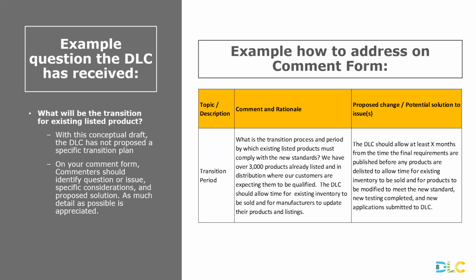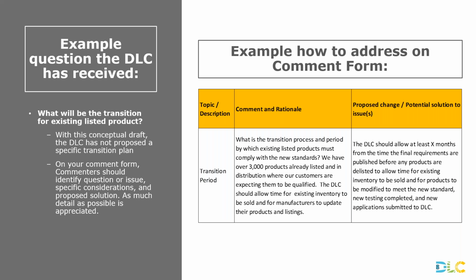products and listings. In the column to the right, the proposed change or potential solution, this would be where you would propose what solution you would like to see for the issue you're raising, or what answer you would like to hear for the question you're raising. So here you might say, the DLC should allow at least, let's say, 6 months from the time the final requirements are published before any products are delisted to allow time for existing inventory to be sold, for products to be modified to meet the new standard, for new testing to be done, and new applications submitted to DLC.